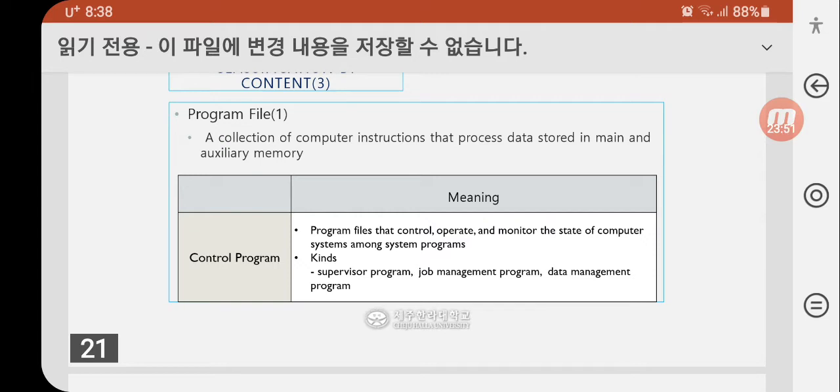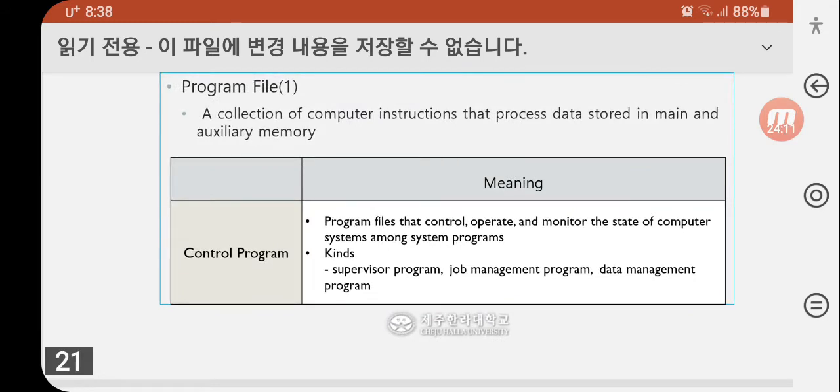And a program file. A program file is a collection of computer instructions that process data stored in main and auxiliary memories. First type is control program. Control programs are program files that control, operate, and monitor the state of computer systems among system programs.